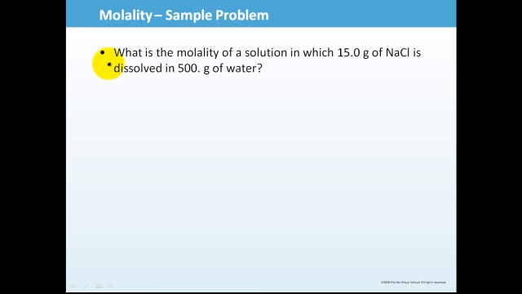All right, so going back to our last screen, remember our formula is molality equals moles of solute over kilograms of solvent.